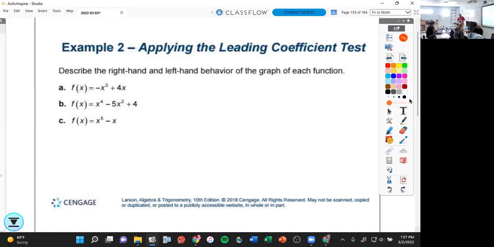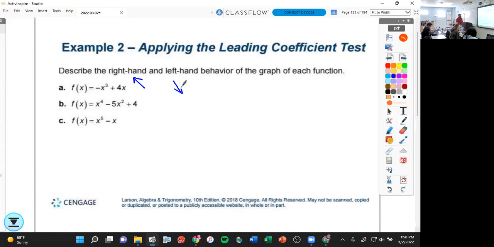Okay. What is the left-hand side going to be doing? As this graph moves to the left, what's it doing? On the left side, it's up. And on the right side, it's down. I don't know what it's doing between those ends, and I don't really care. The question just asks, what's the end behavior? So I would call this one an up, down. It's up on the left, down on the right.